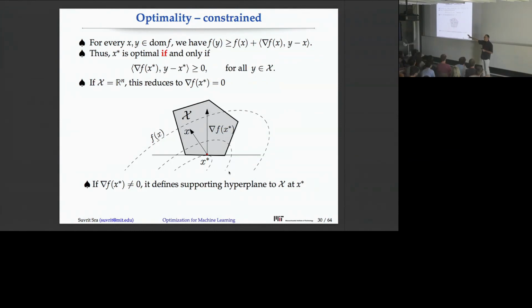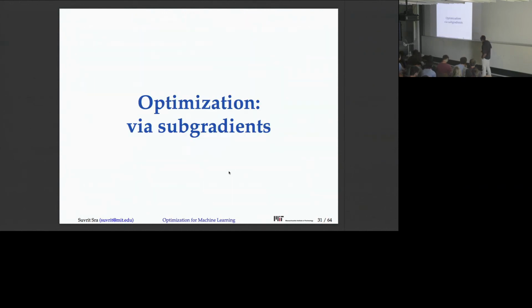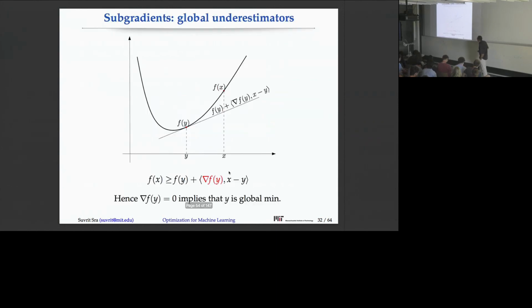Gradient equal to 0 was good enough for unconstrained, and a subgradient being 0 will be good enough for constrained optimization. And a subgradient being 0 yields this type of stuff and all that KKT business as just a byproduct of pure definition. So let's just look at subgradients before we wrap up for the morning session. So optimization via subgradients. Here is this definition.